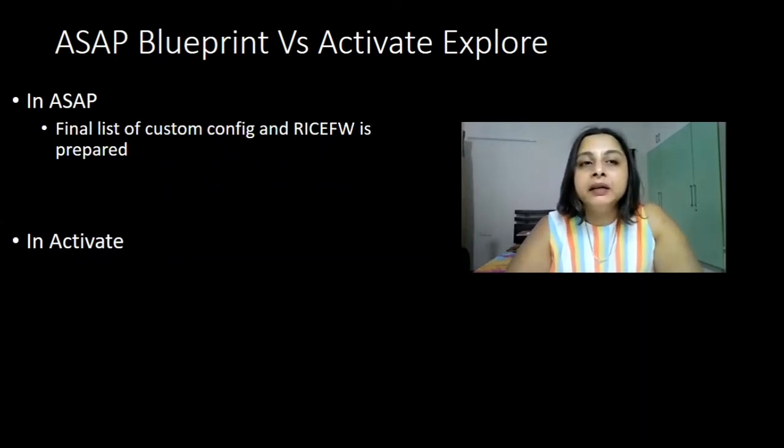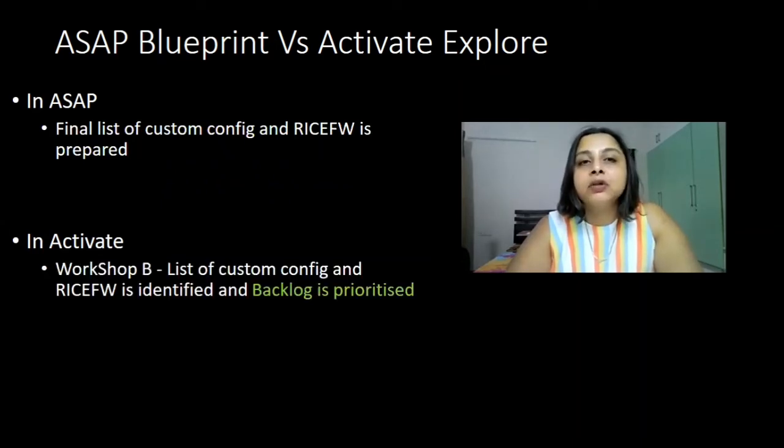Now, the next point which we will be looking into is the final list of custom RICEFW developments, which is prepared in case of Blueprint, whereas in case of Activate, you also have a Workshop B, wherein you come up with the list of custom configuration and identify and prioritize your backlog.